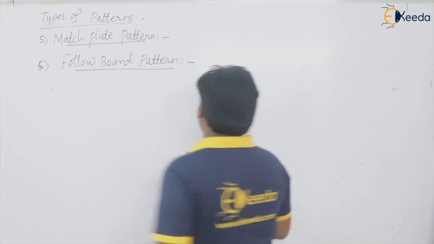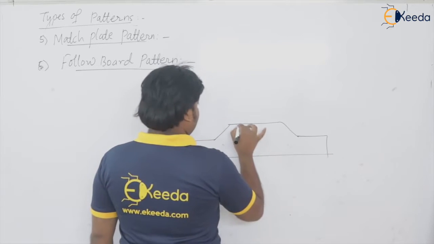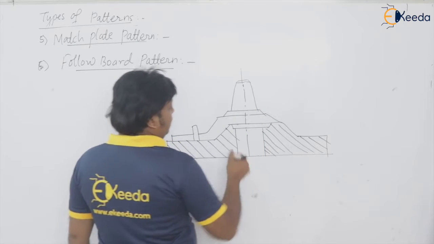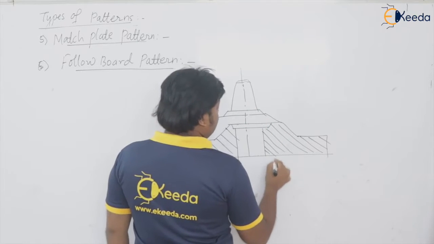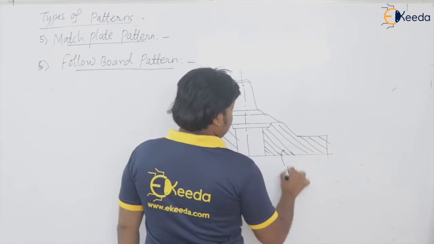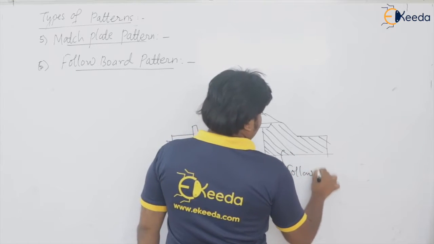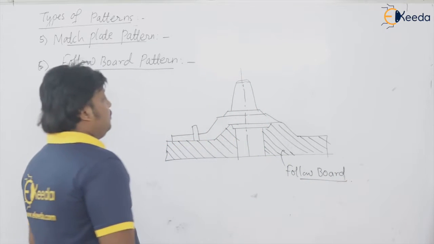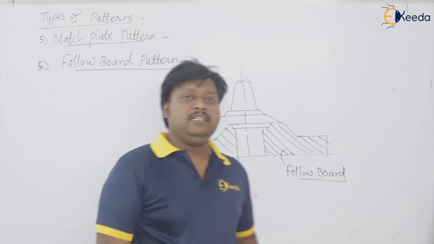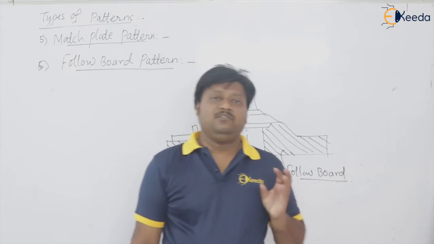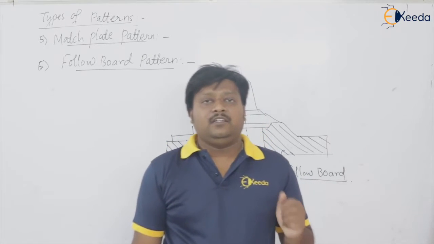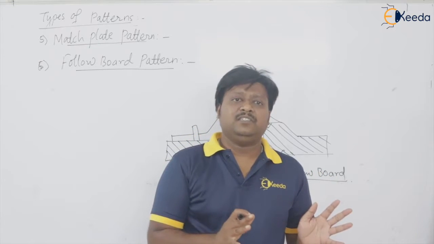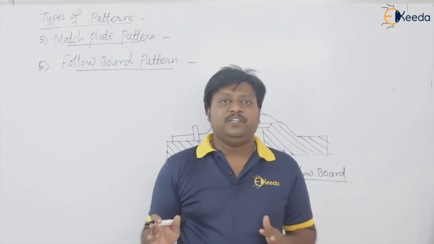I will show you the diagram. So this is the follow board. You can see this is the structurally weak component in the casting, and we are going to support this part with this follow board. Okay, so the follow board pattern is used to support weak parts or weak structures in the casting, and definitely we can give them safety from failure.